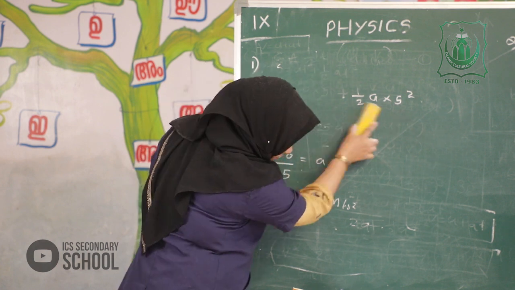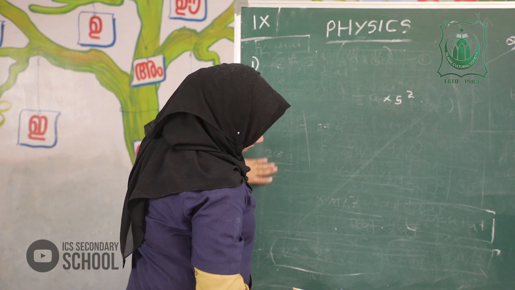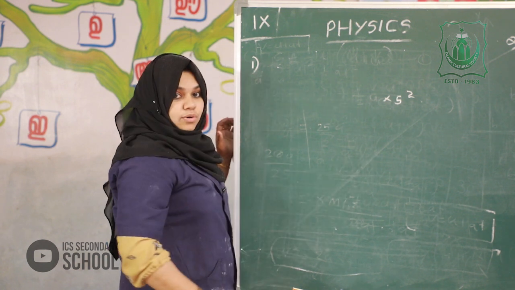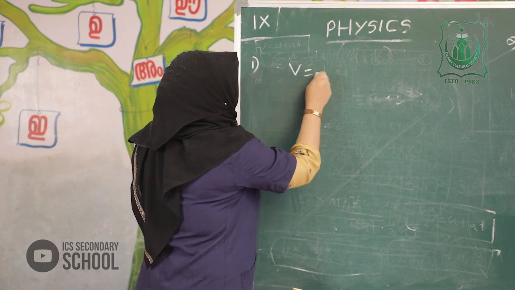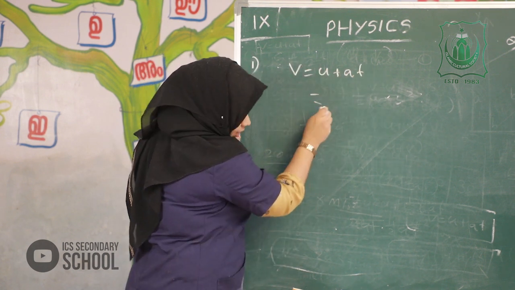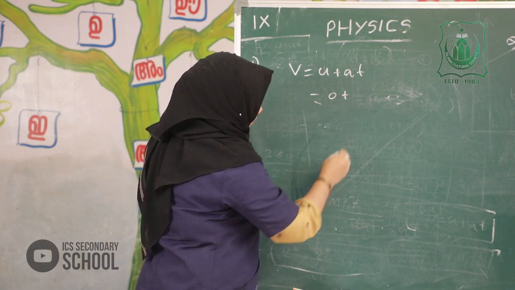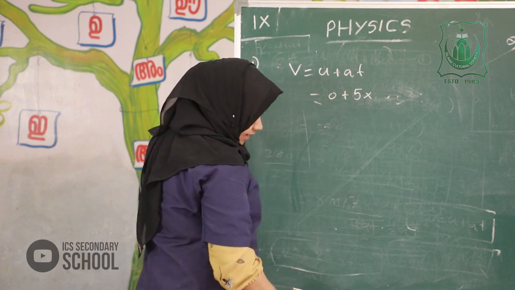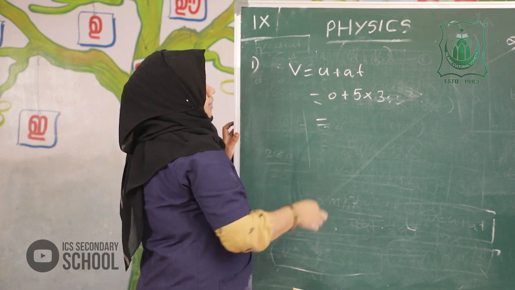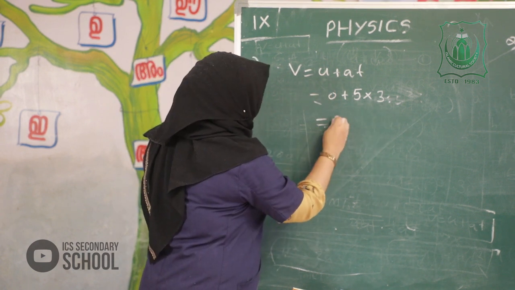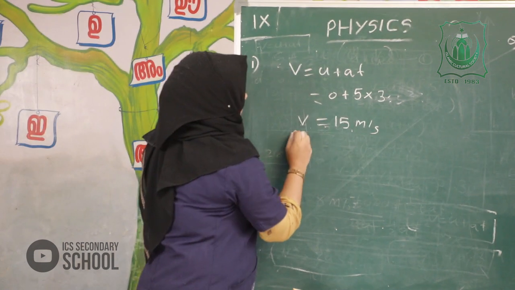Then the second question. An object starting from rest travels with an acceleration of 5 meters per second square. What will be its velocity after 3 seconds? That is the question. So we know it is simple, u plus at. Here also u is 0 because at rest, and what is a? 5. Here given acceleration 5 and time 3 seconds. Put these values in this equation. 5 into 3, 15. So we get 15 meter per second of velocity.